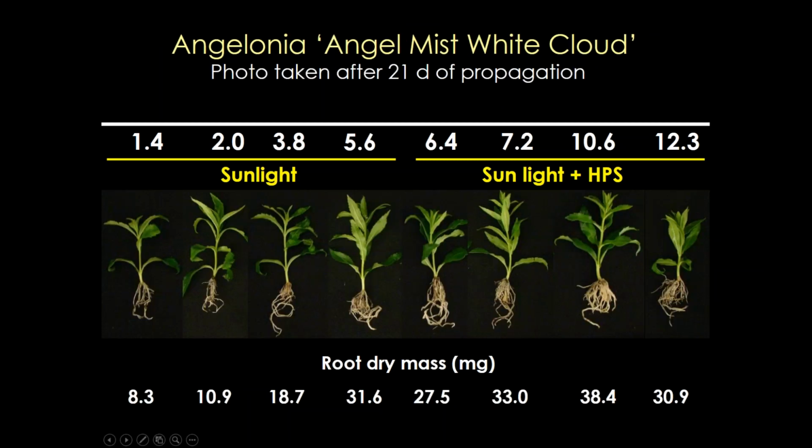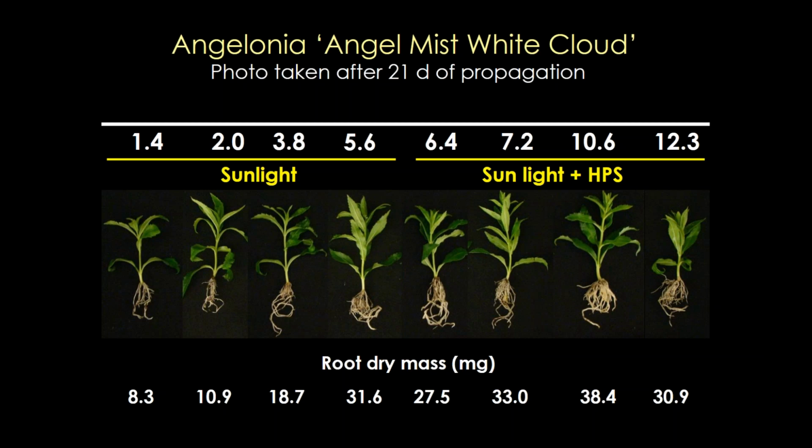Okay, so let's move on to Angelonia. Angelonia is actually a species that is not as responsive as the 2 previous ones. With Angelonia, we see that right around 6 moles of light, we don't see a lot of increase in root dry mass. So again, it is very species specific.